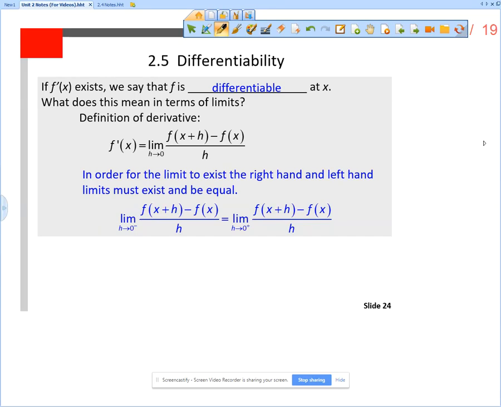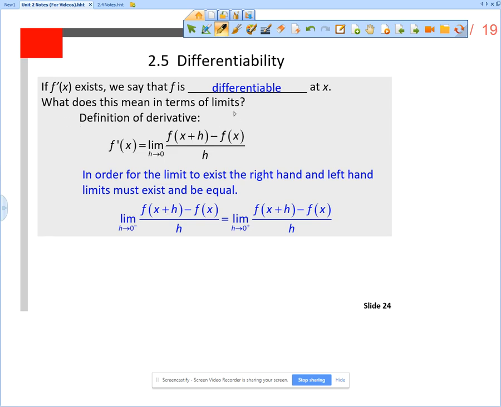This is the notes video for section 2.5, slides 24 through 27. The topic of section 2.5 is differentiability. So let's read this. It says, if f prime exists, we say that f is differentiable at x. So differentiability is, well, the existence of the derivative, right?